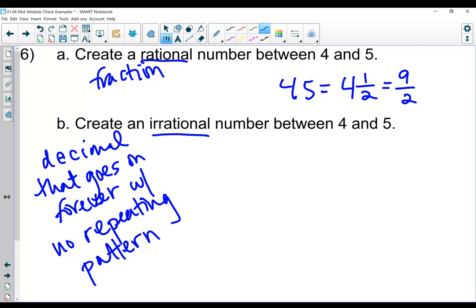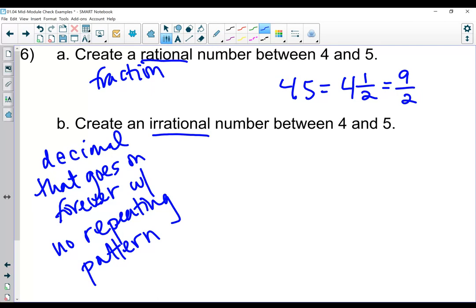It doesn't say what form it needs to be in, just a rational number, and all three of those are rational numbers. You could pick 4 and 1/3. You could pick 4.99. That's still a rational number. It's a decimal that either terminates, or it has a repeating pattern, or something that I could just write as a fraction simply.